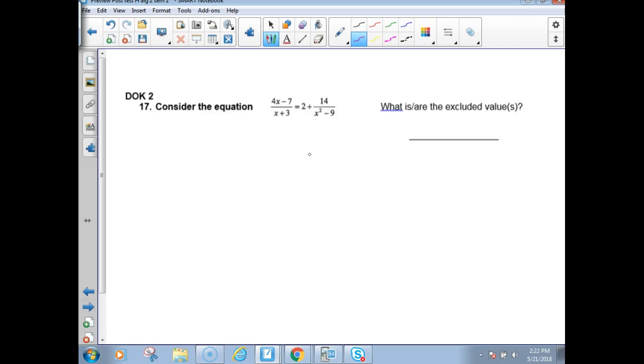17. Consider this equation. What are the excluded values? Whatever would make the denominator be 0. This one factors to x minus 3 times x plus 3. Excuse me. All right, so x can't equal 3 or negative 3. Because either of those would make the denominator 0.